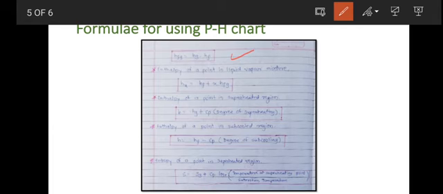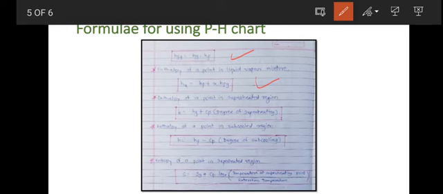Then, the enthalpy of a point in the liquid-vapor mixture. If we know the dryness fraction of the corresponding point, then we can find the enthalpy at a point in the liquid-vapor mixture. We indicate it as h of x, where x means at the corresponding point. So h of x is equal to hf, the corresponding saturated liquid enthalpy, plus x into hfg, where x is the dryness fraction at that point multiplied by hfg, the latent heat of evaporation.